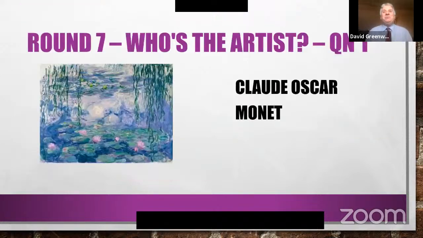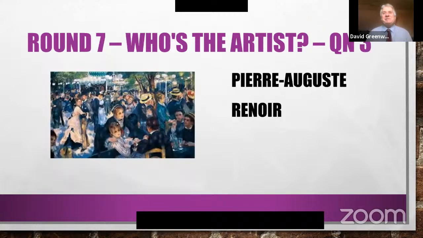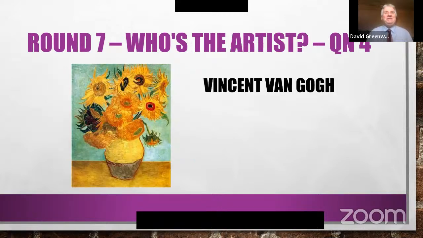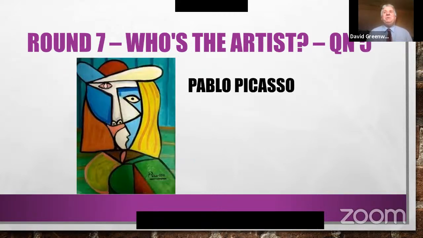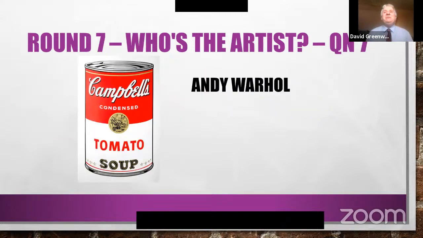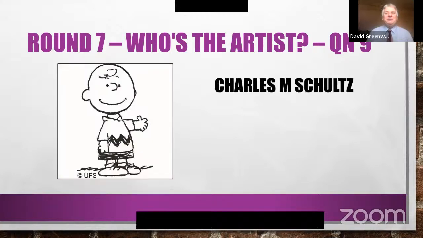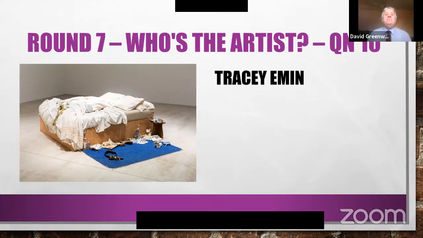Right, here we are. So Claude Monet, Matt from the Telegraph, Renoir, Van Gogh, Picasso, Dr. Seuss. You see, that was one I didn't get. Andy Warhol, Quentin Blake, didn't know that one. Obviously got that one, Charles Schultz, and question 10, which is Tracy Emin. Yes, that's what we'd have done.